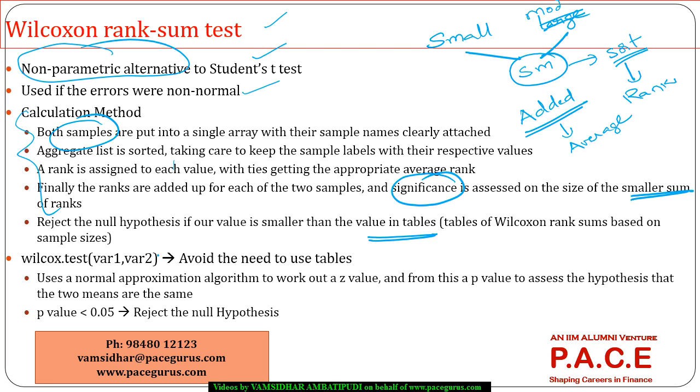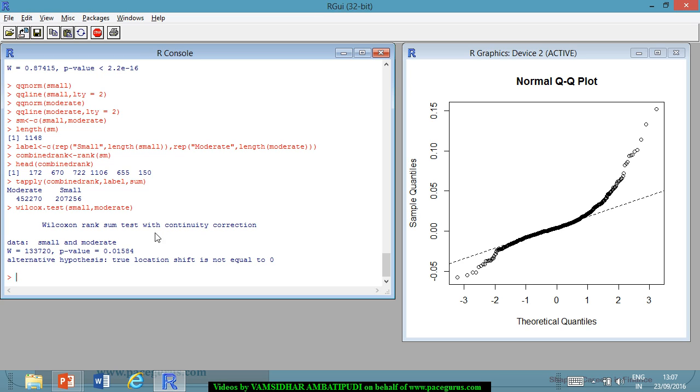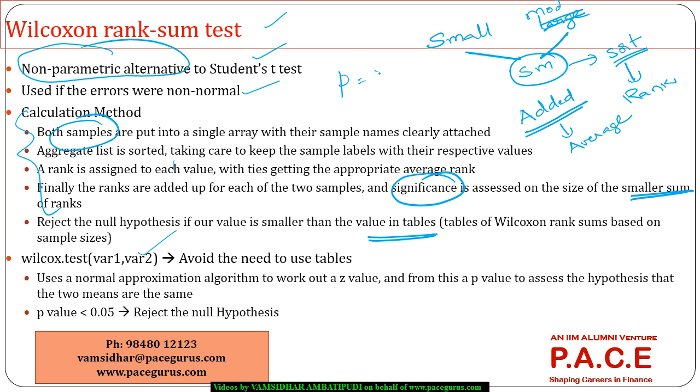Now the same process we could very easily employ by directly using wilcox.test. If I say wilcox.test and give the two variables, small and moderate, I get the Wilcoxon test output, where W is the critical value. Right here the critical value is coming out to be 133720, whereas our computed value for small is 207256. Our computed value is much higher than this, which results in a p-value of 1.58%, lesser than 0.05.